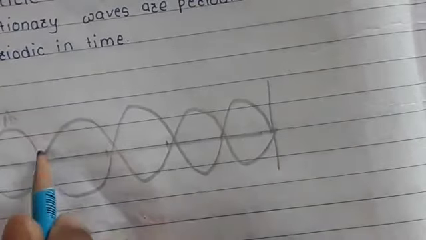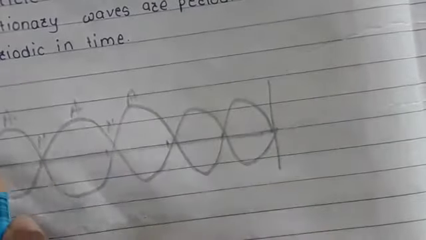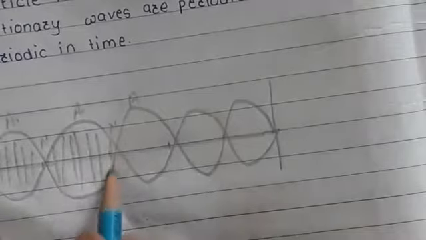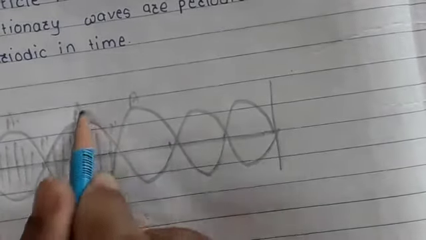Okay, here node, here antinode, here node, antinode, node, antinode. In this way, the stationary waves are produced. You can remember this from this example: node, antinode, node, antinode.